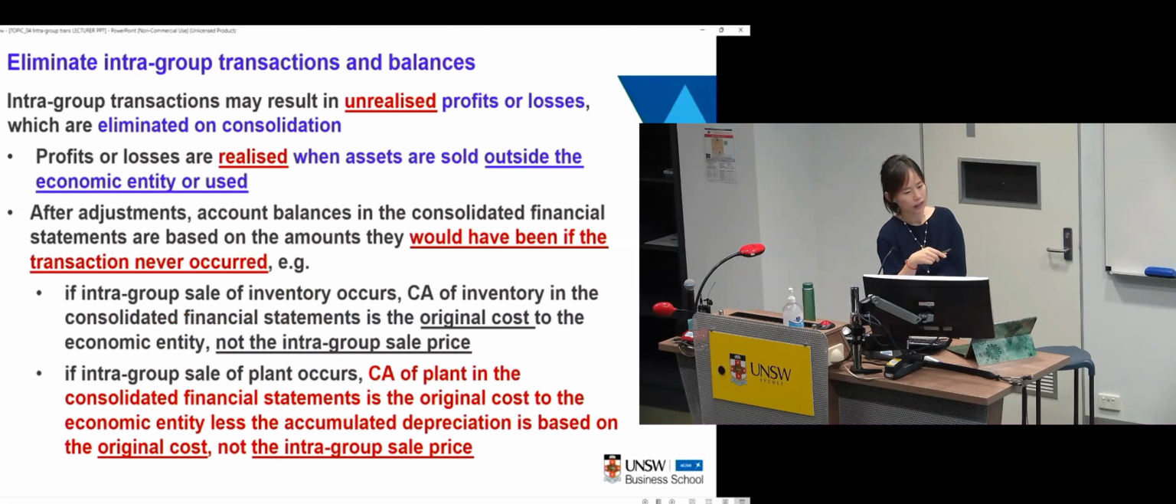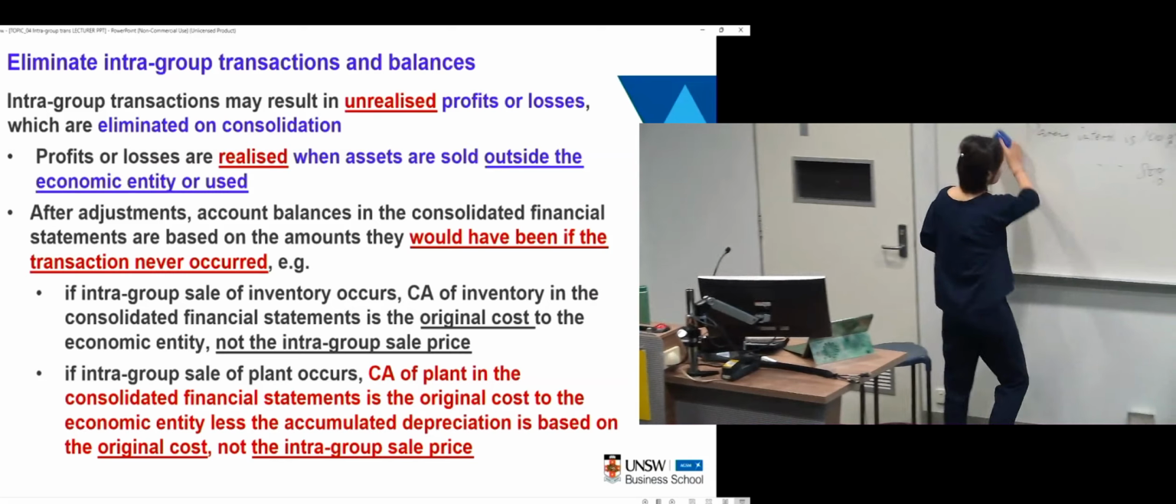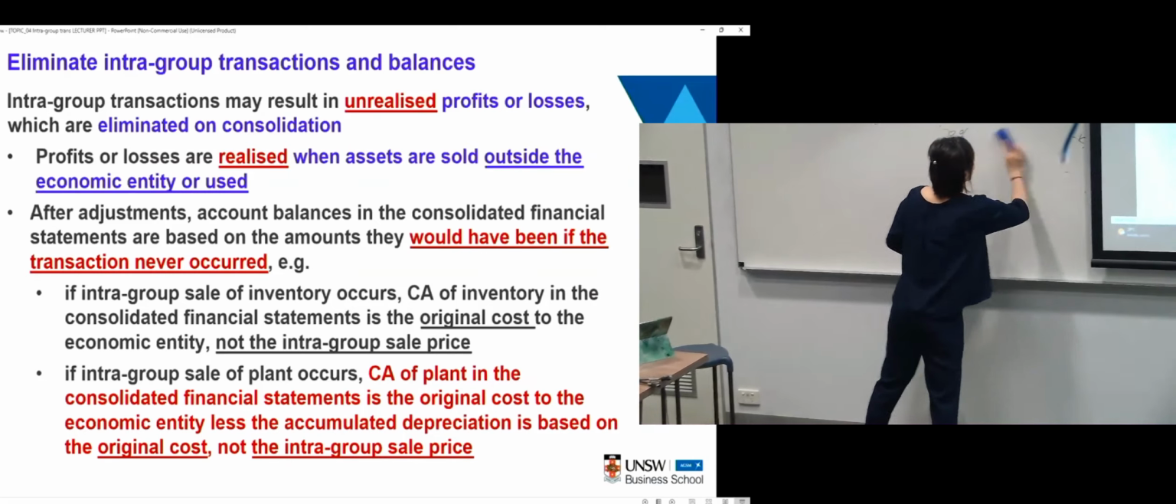All right, now let's look at how an intragroup transaction may result in unrealized profit. First of all, we need to identify what unrealized profit is and when this profit or loss will be realized. Unrealized profit means the profit resulting from the intragroup transaction that remains unrealized when the intragroup transfer item is still within the group. For example, when the parent company sells inventory to the subsidiary, assuming the intragroup selling price is 10,000.